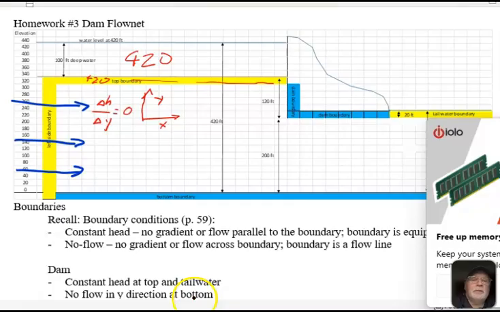So if this one is 420, it doesn't change in y, so the next one is 420, and the next one is 420, and so on all the way down. So that functions as a constant head.